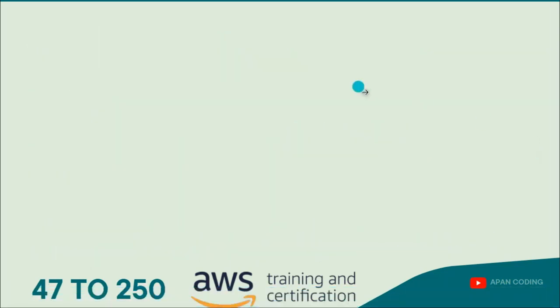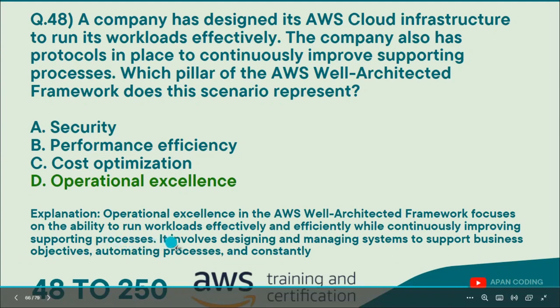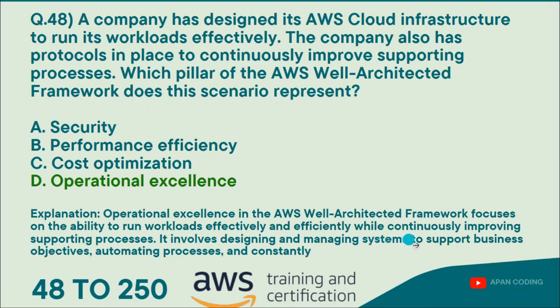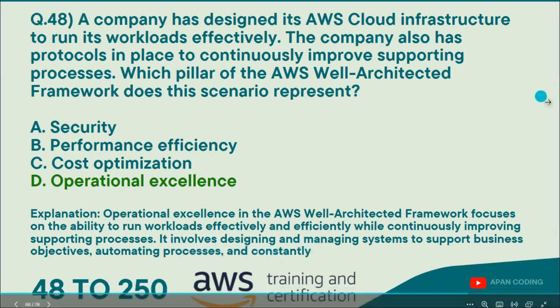Okay friends, now move on to the next, question number 48. A company has designed its AWS cloud infrastructure to run its workload effectively. The company also has protocols in place to continuously improve the supporting processes. Which pillar of the AWS Well-Architected Framework does this scenario represent? Option D, operational excellence. Why is this the answer? Operational excellence in the AWS Well-Architected Framework focuses on the ability to run workloads effectively and efficiently while continuously improving supporting processes. It involves designing and managing systems to support business objectives, automating processes, and more. Okay friends, now move on to the next, question number 49.